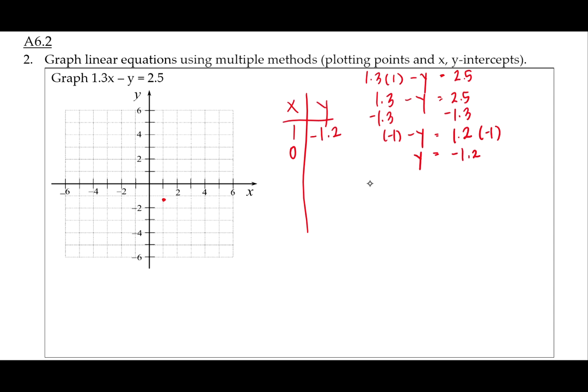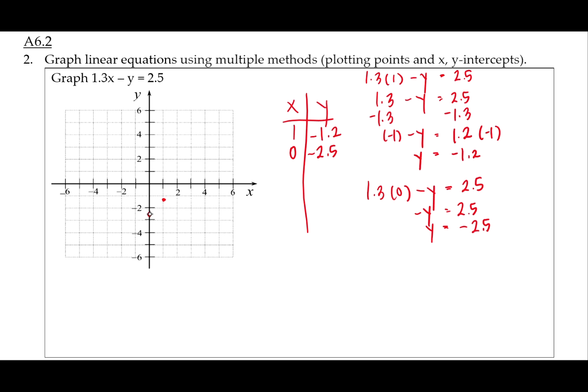So again, we'll plug in our value for x, which is 0 now, into the equation and solve for y. So 1.3 times 0 is just 0. I have negative y equals 2.5. I'll multiply both sides by negative 1, and I get y equals negative 2.5. So when x equals 0, y equals negative 2.5. And that point, starting at the origin, I move 0 units to the right and down 2.5. There's my point on the coordinate system.